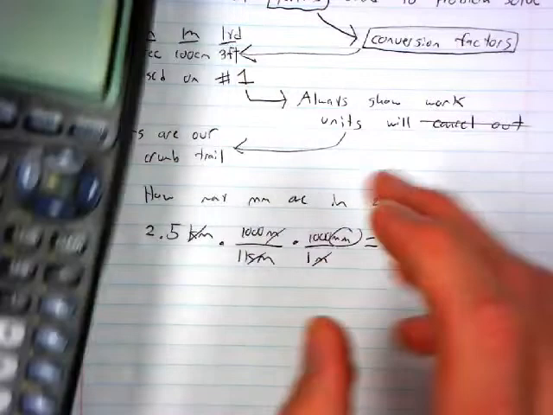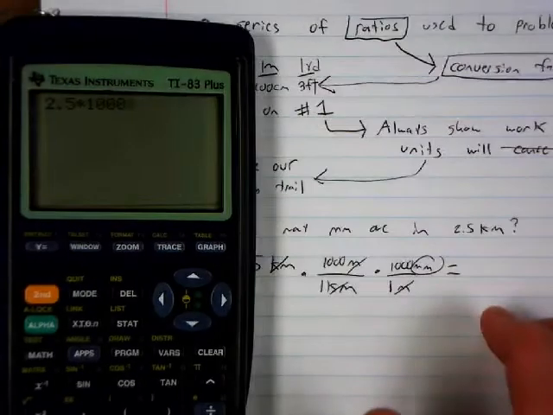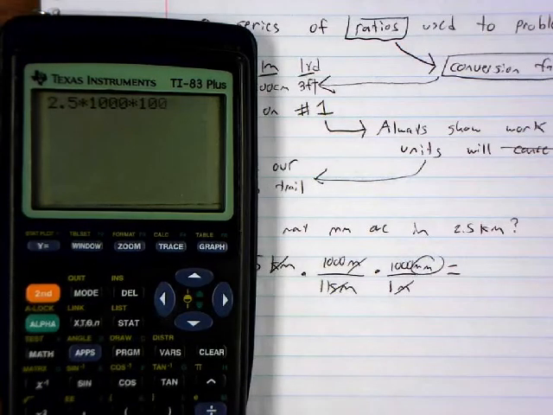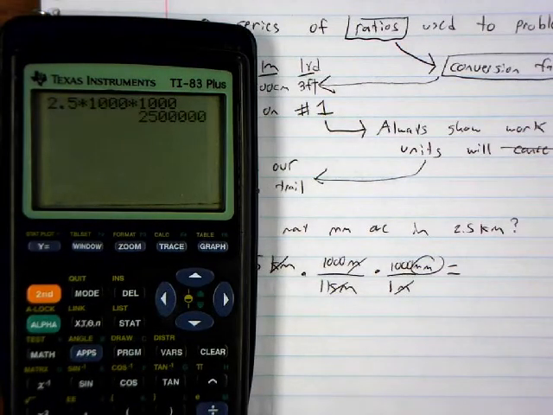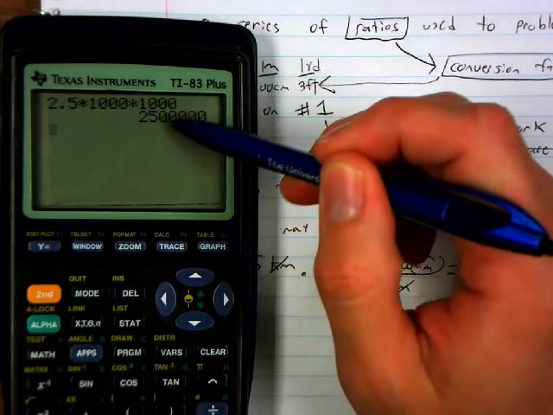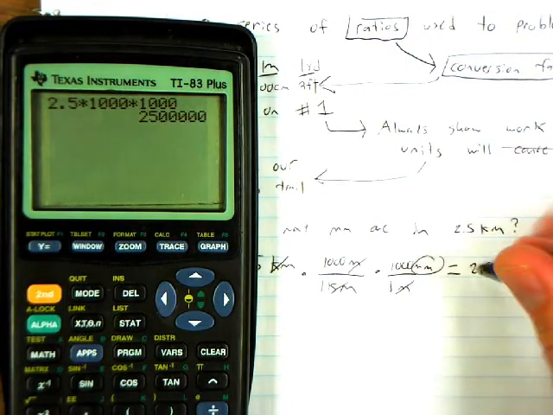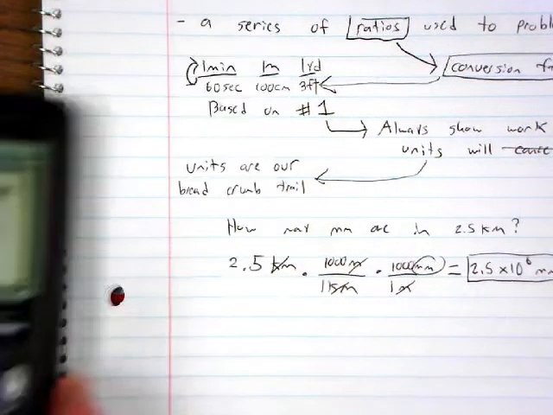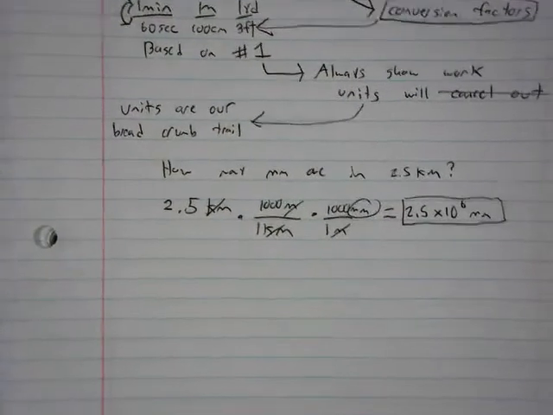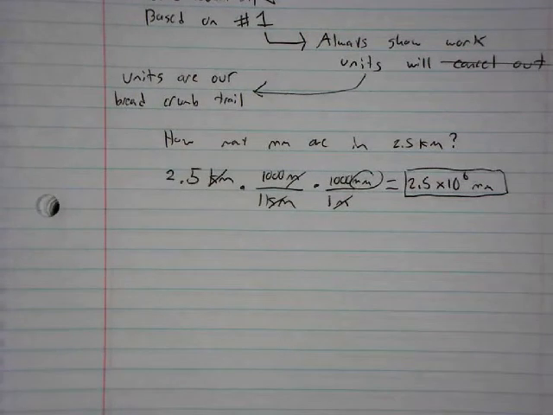So on my calculator, I would do 2.5 times 1,000 times 1,000. And that gives me 2.5 million, or 2.5 times 10 to the 1, 2, 3, 4, 5, 6, which is what we would expect, millimeters, because that is how many places you would have to move the decimal. 2.5 times 10 to the 6 millimeters. So that's a little example.